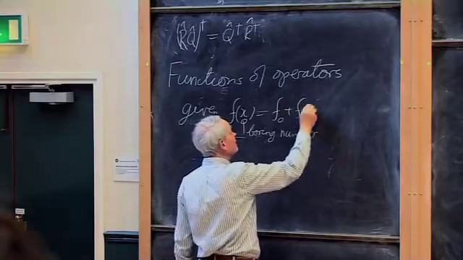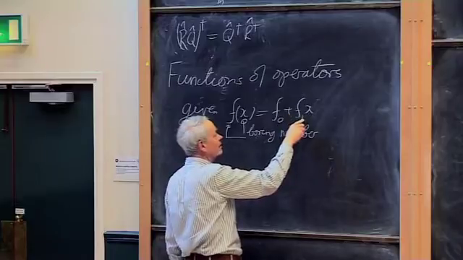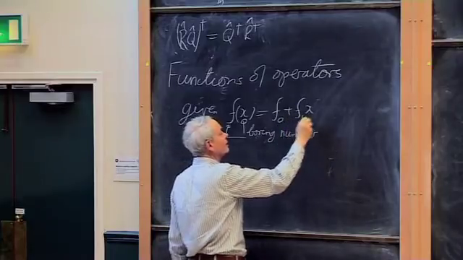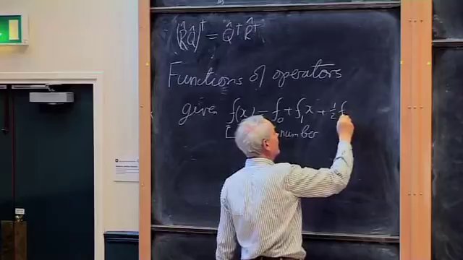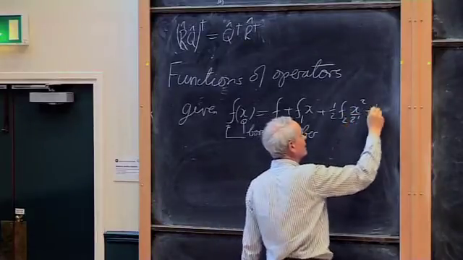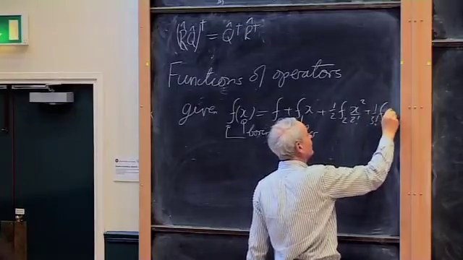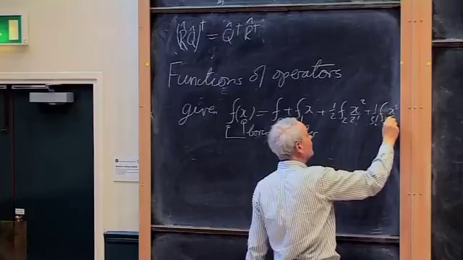So we can write this as f naught, the value that f takes at naught, plus f1 times x, the first derivative, right? Plus f2 x squared over 2 factorial. This is the second derivative. Plus 1 over 3 factorial, f3 x cubed over 3 factorial, etc.